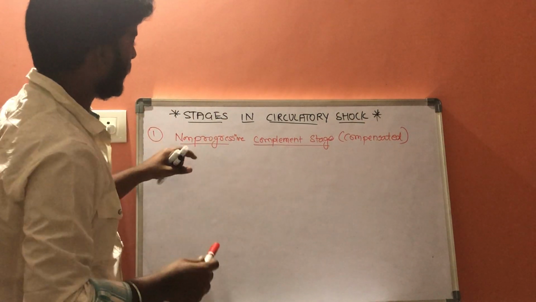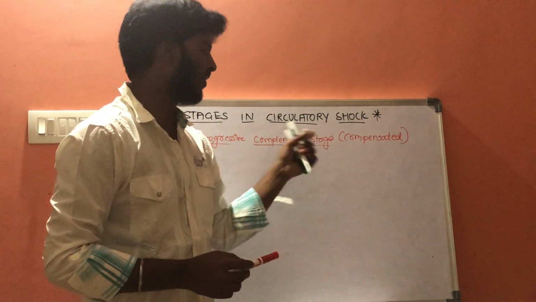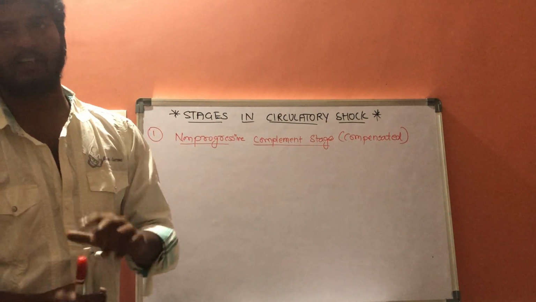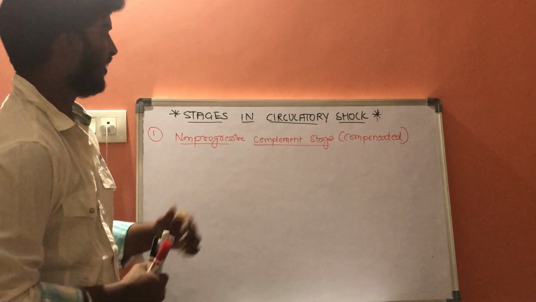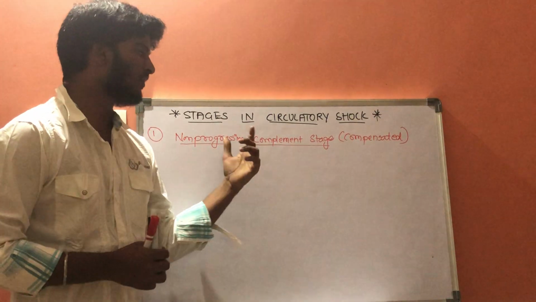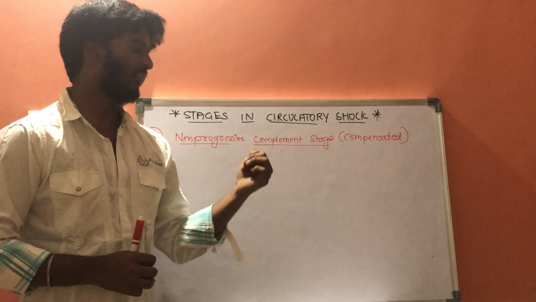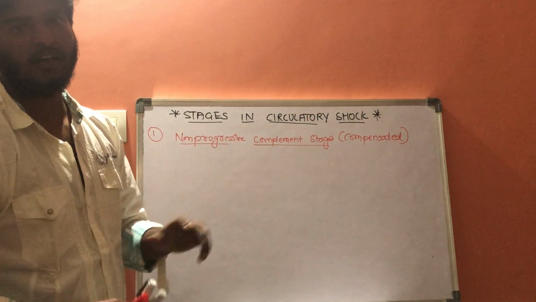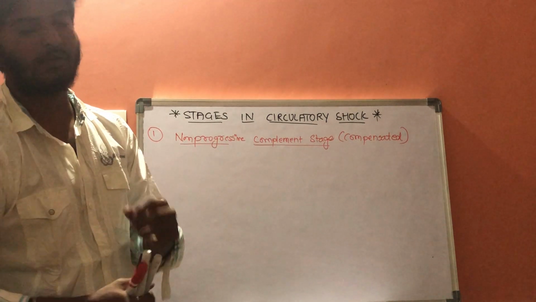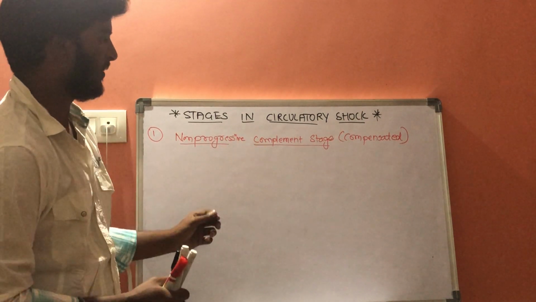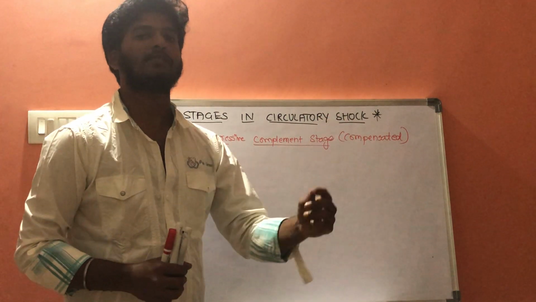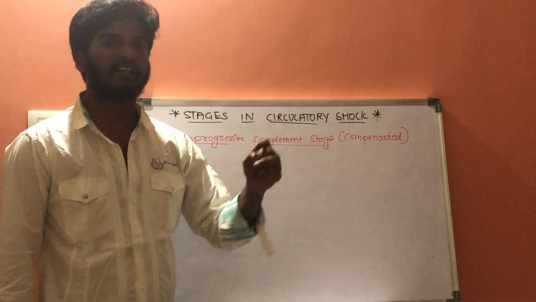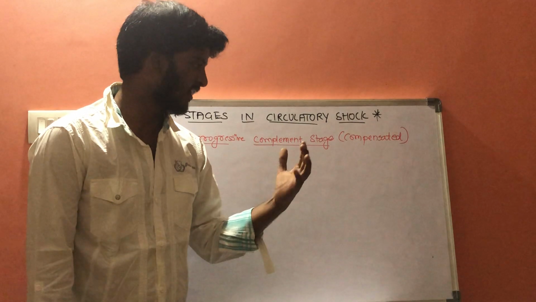What is the non-progressive compensated stage? Now let us consider a person who has met with an accident and is bleeding. Now he needs to be taken to the hospital. Whenever a person is bleeding after an accident, initially, if a small amount of blood is lost from his body, certain compensatory mechanisms will be activated.